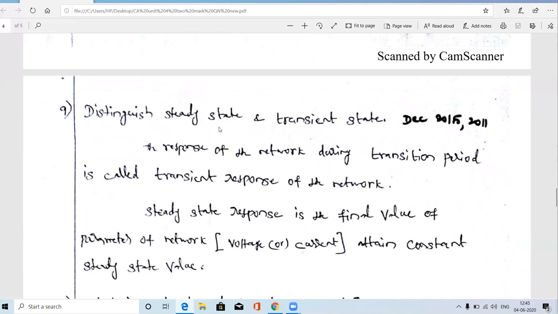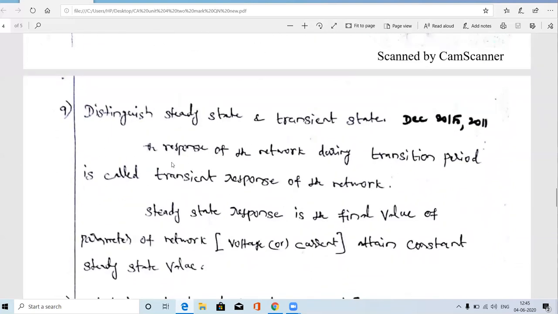So what is the steady state response? In the network, the branch currents, that is the current flowing through a particular resistor or the voltage across a particular element, is constant. It is not changing with respect to time, so it is said to be the steady state. Transient means it changes with respect to time. If you are switching, the switch is either in on condition or off condition. Depending upon the switch condition, the current flowing through the particular element will vary. It is said to be the transient response.